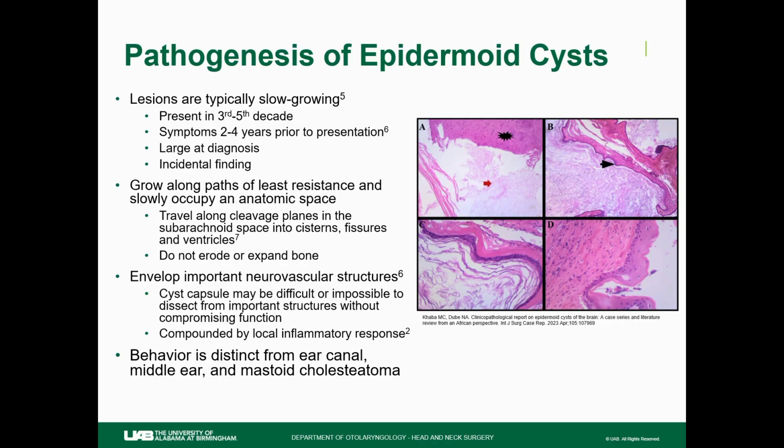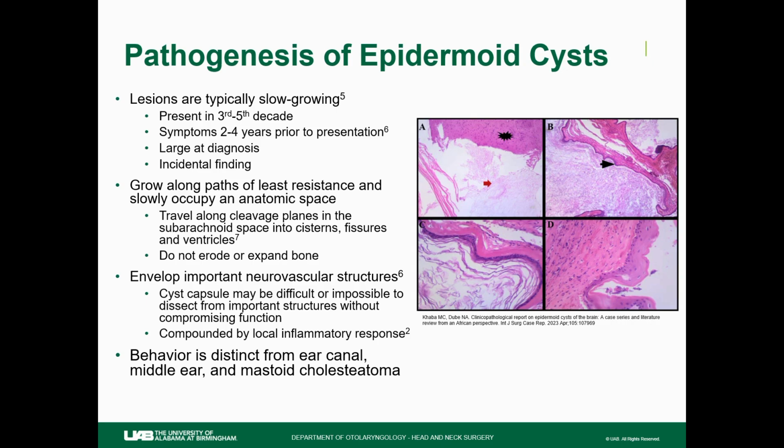They will, however, envelop important neurovascular structures. The capsule can be difficult or impossible to dissect from important nerves and vessels without compromising integrity or function. And this stickiness may be compounded by a local inflammatory response due to intermittent cyst capsule rupture and spillage of contents. This behavior is in fact distinct from ear canal, middle ear, and mastoid cholesteatoma.